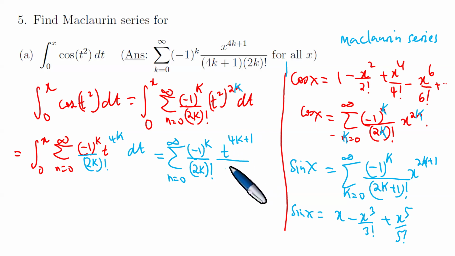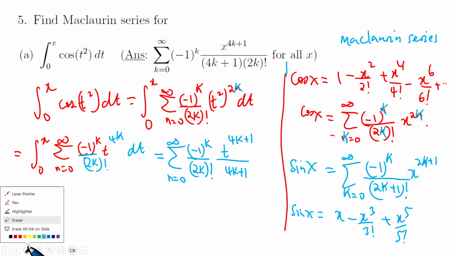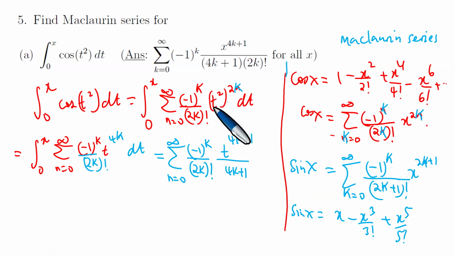You can use k there, which is 4k plus 1 divided by 4k plus 1. Then you have that, because you have found the integral of this. So when you're finding the integral, you only deal with the t, because it's dt. You only deal with the t, integrating from 0 to x, which is this.